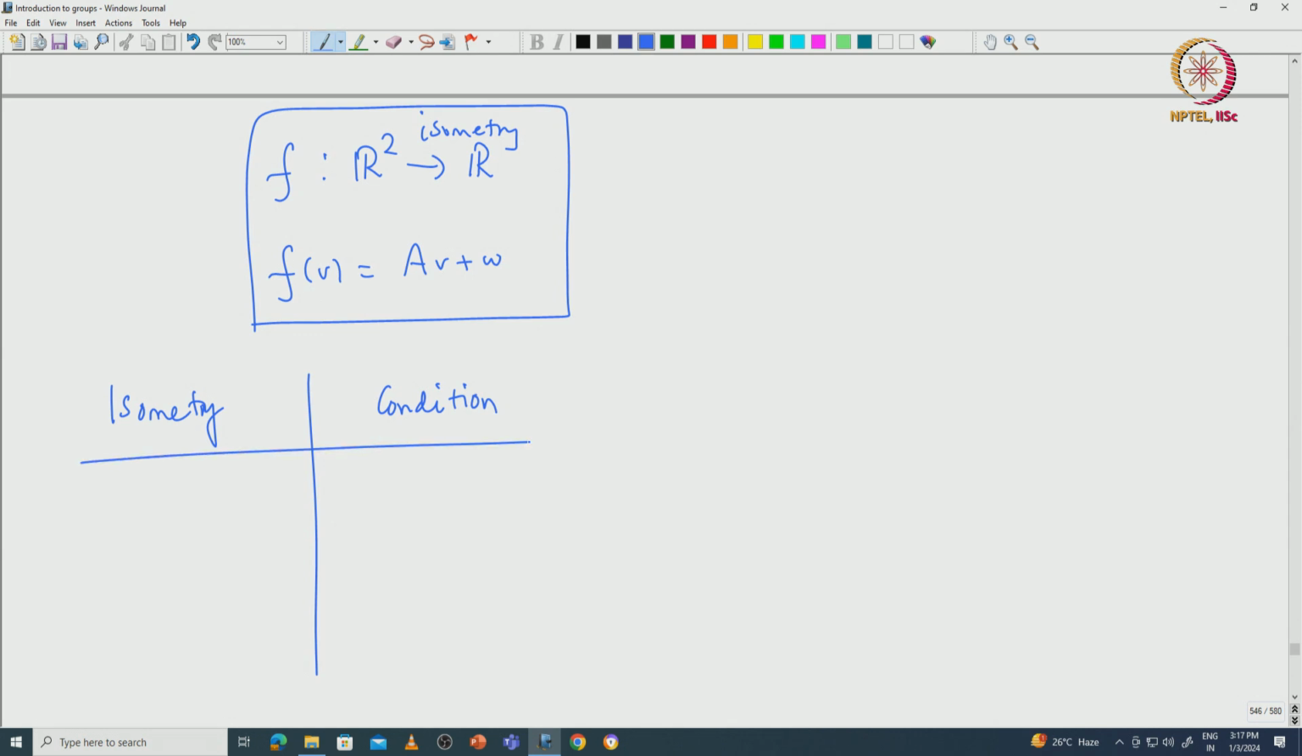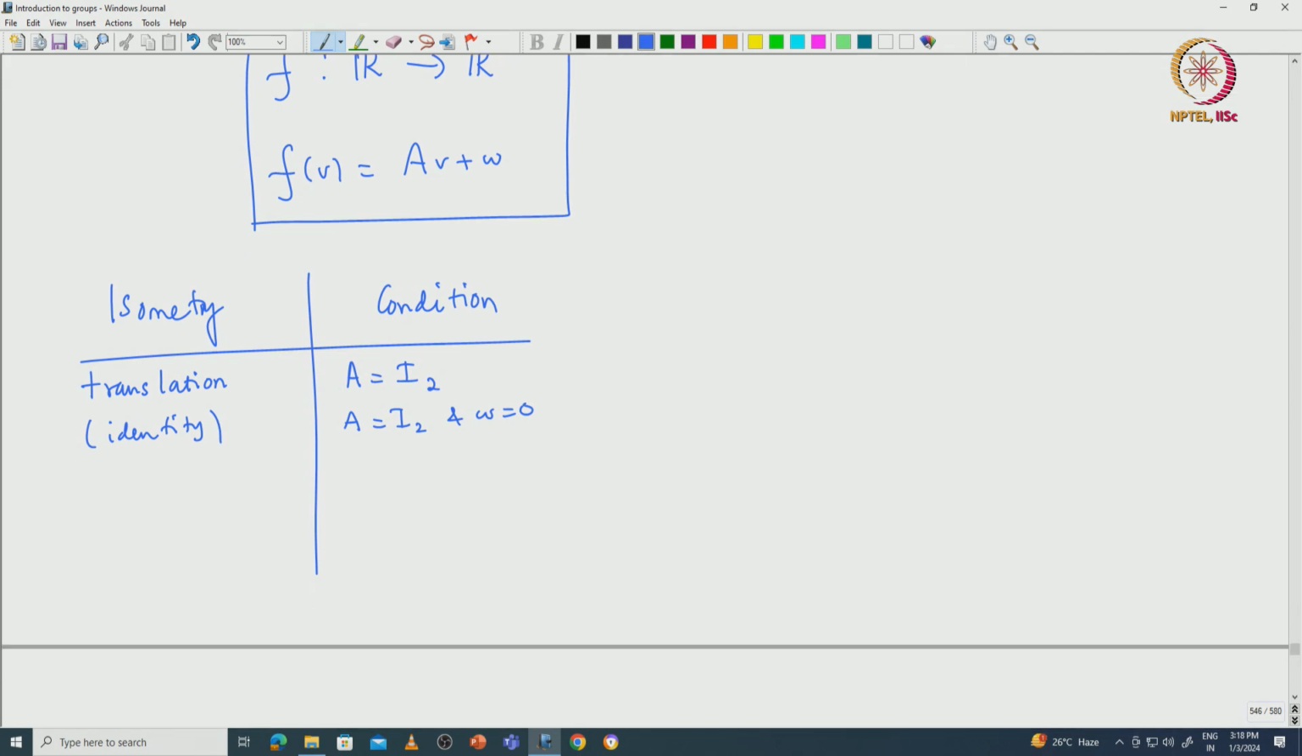Okay. So, first thing is one can take A to be identity and W to be 0. So, that is going to be just a translation. That is just identity. So, for example, you can take A equal to identity. So, this is going to correspond to just translation. If you take W again 0, then that corresponds to identity. So, identity you get when you take A equal to identity and W equal to 0.